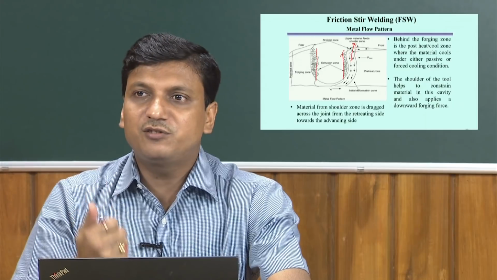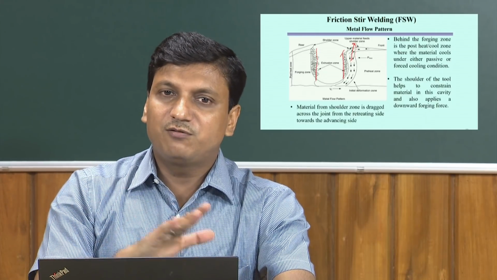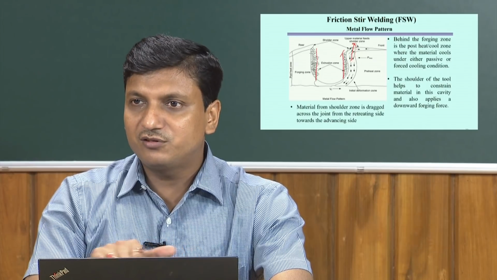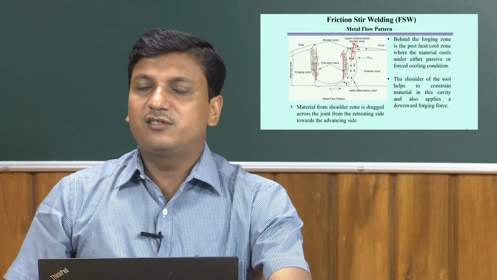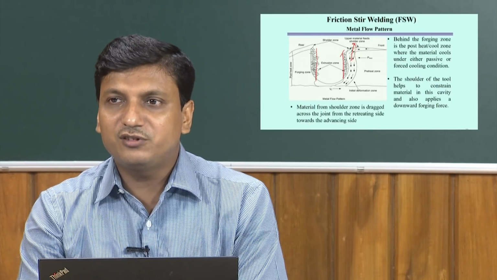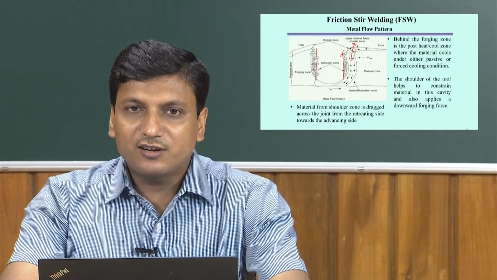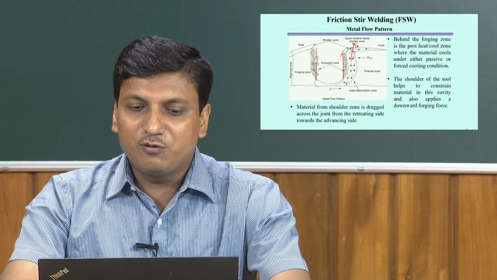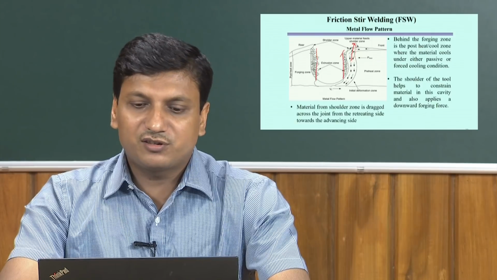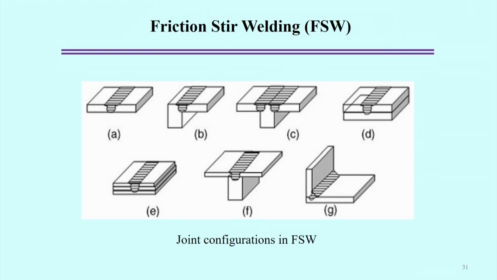So, the pattern actually depends on the rotational speed, that is the material flow condition, and at the same time it also depends on the forward movement of the tool, that means welding speed. So, depending upon all these parameters, they create a very complex material flow pattern during the friction stir welding process. Now, if we look into that, the friction stir welding process has different kinds of joint configuration.